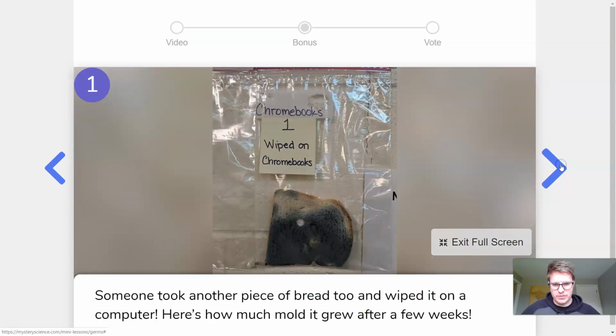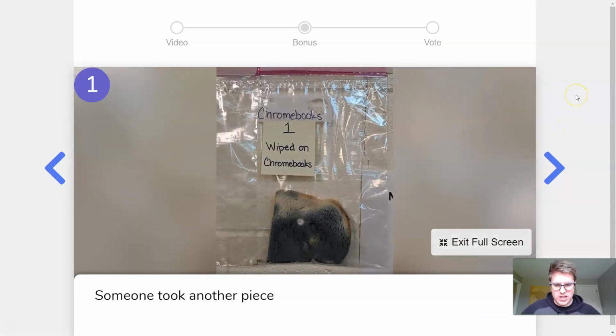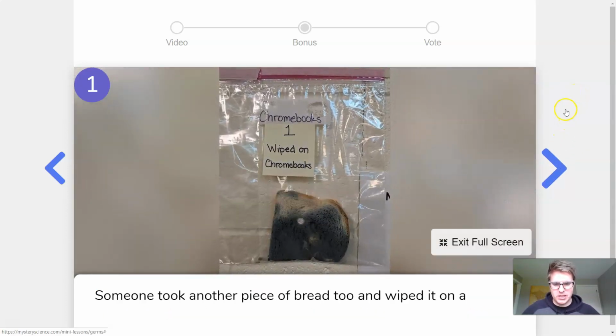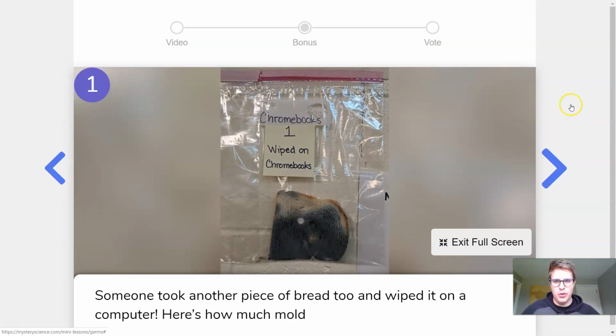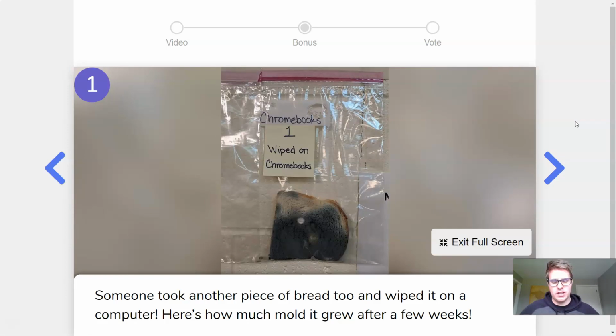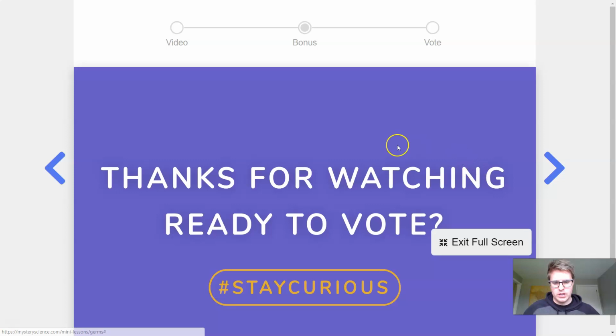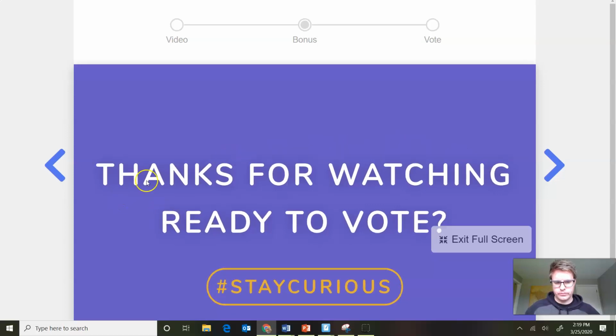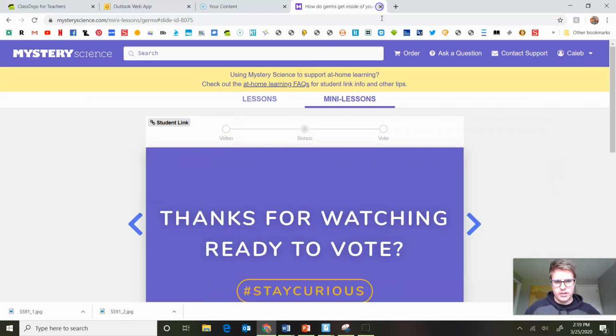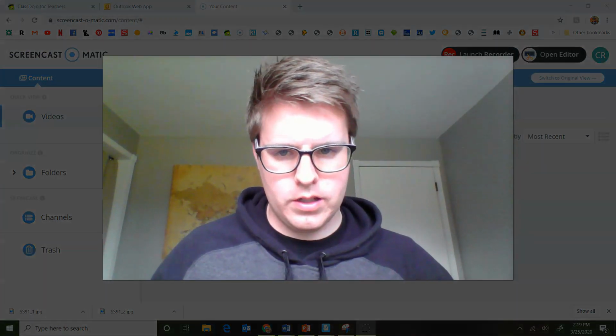Check this out. This is one that a student wiped on their laptop. Look at all that nasty mold. That's why it's important to keep your tablets and stuff clean, and think about every time you touch your tablet, now those germs are on your fingers. So I recommend washing your hands after using your devices. All right, so that's the mystery science video.